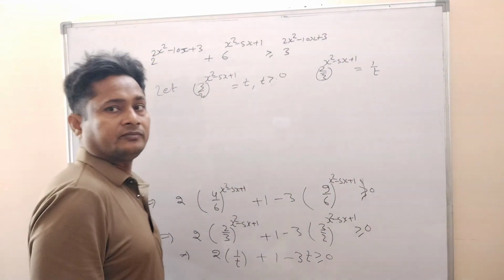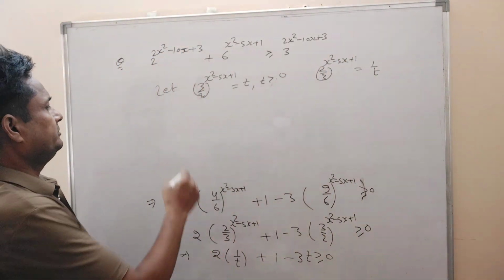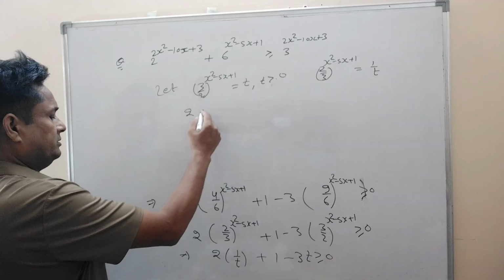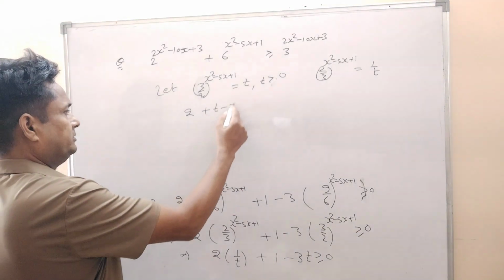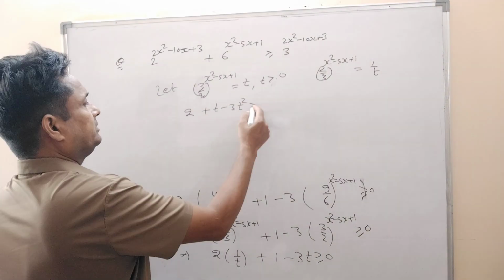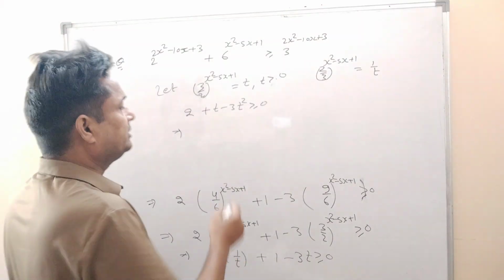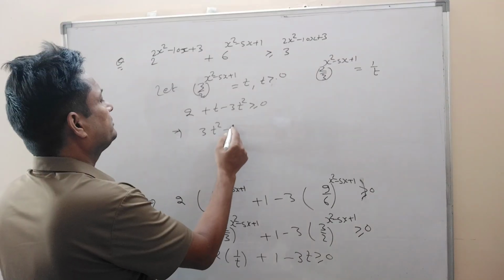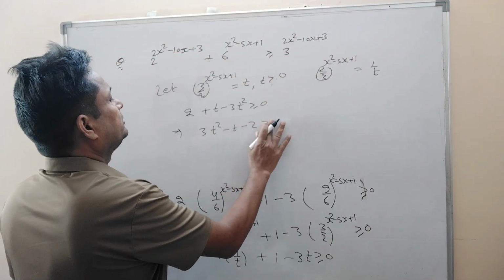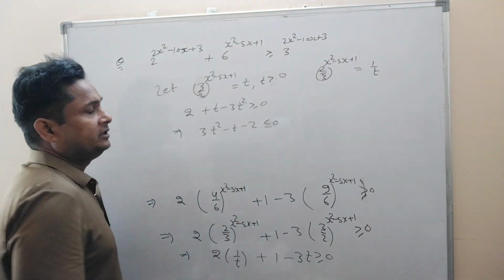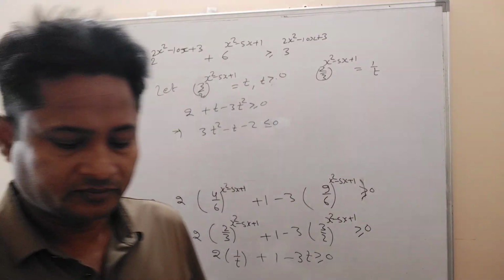Right. Now take LCM from here. So this will be 2 plus t minus 3 times t square greater than or equal to 0. Now multiply both sides by the minus sign. So this will be 3t square minus t minus 2 less than or equal to 0. Right.